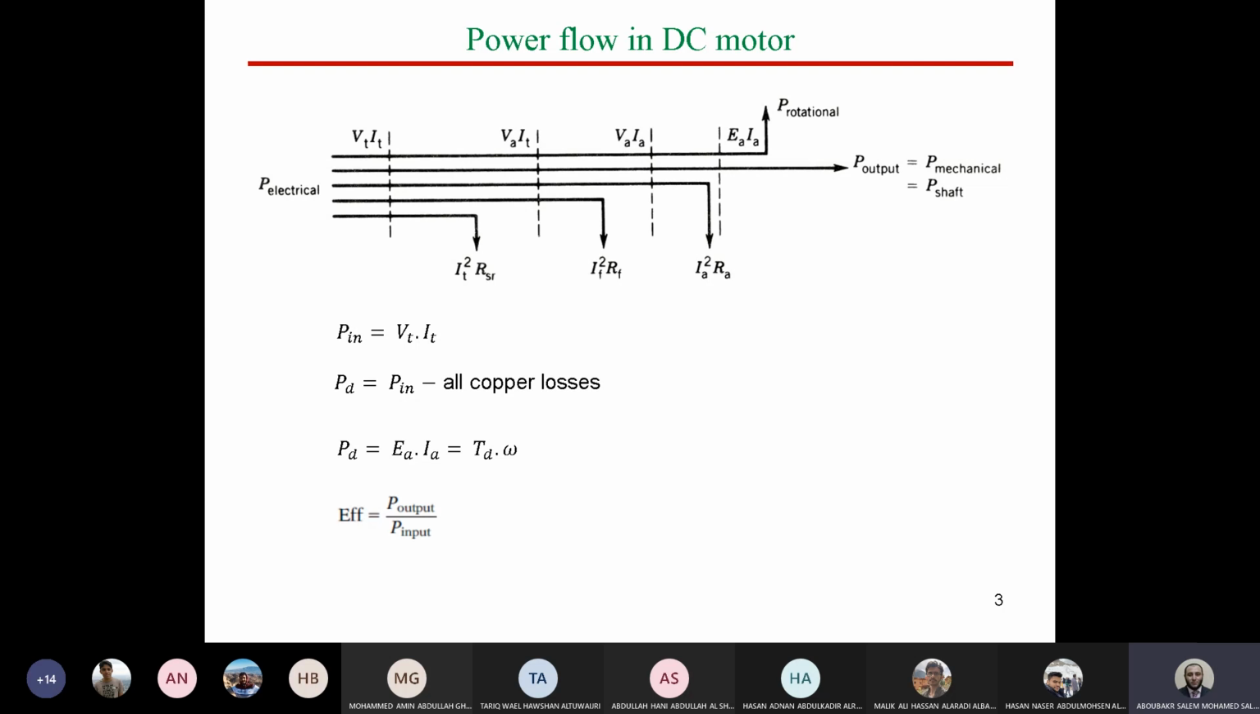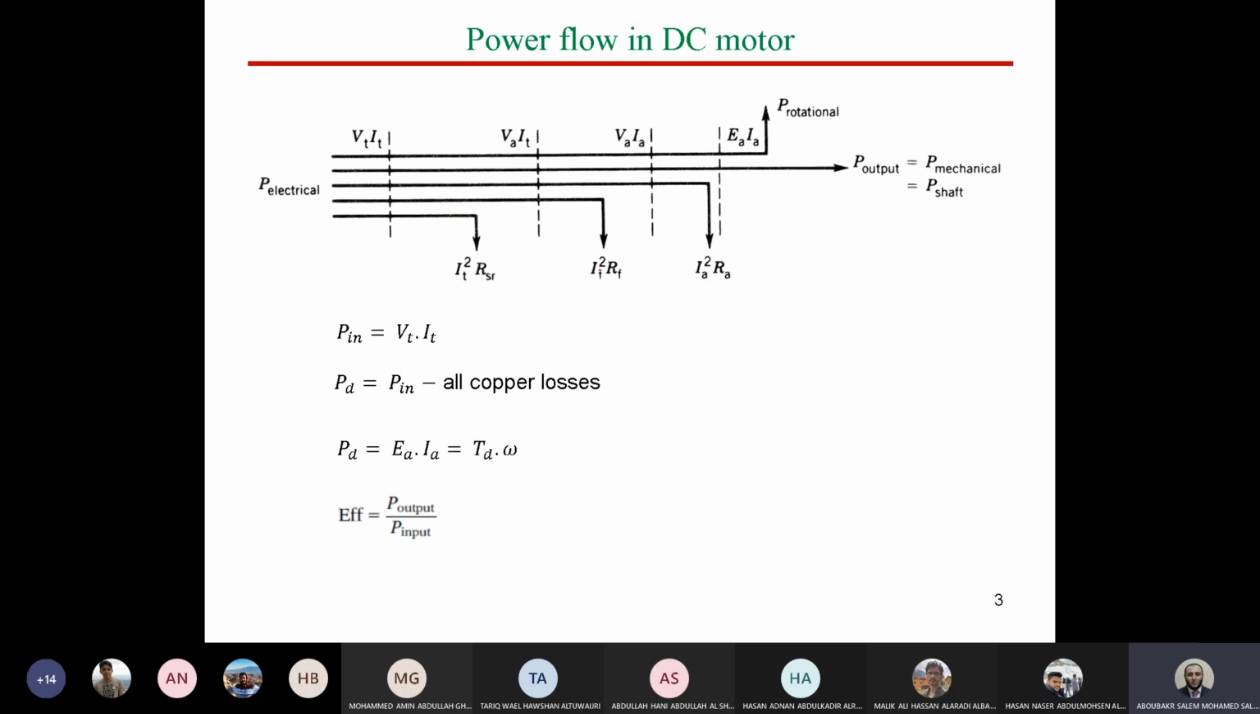Firstly, all the time the electrical input power will be Vt multiplied by It, whatever the circuit. The input power is the terminal voltage multiplied by the terminal current. We will have some electrical losses. If we have a series resistance in the circuit, there will be It square multiplied by R series, because the series resistance most of the time will be used in series with the supply, so the terminal current will flow in that series resistance.